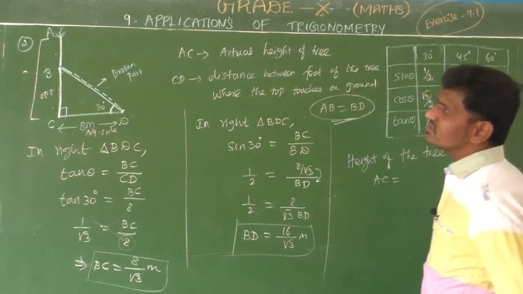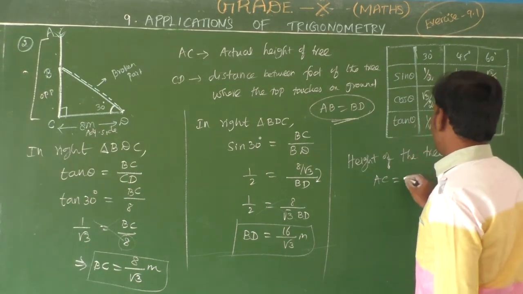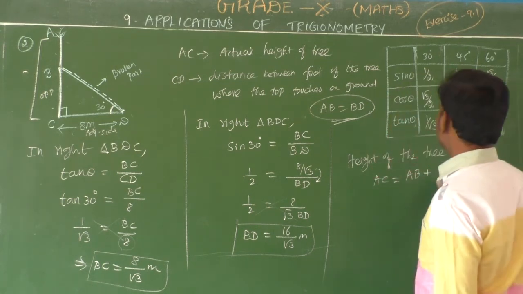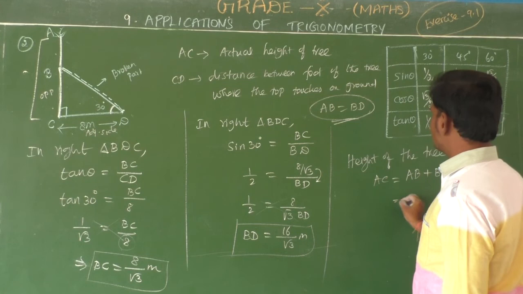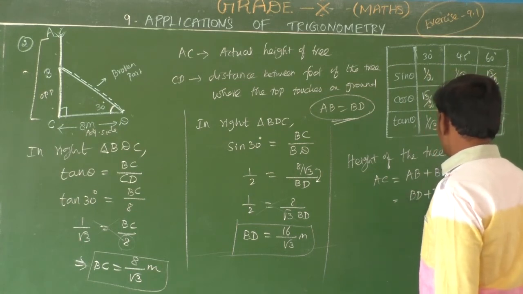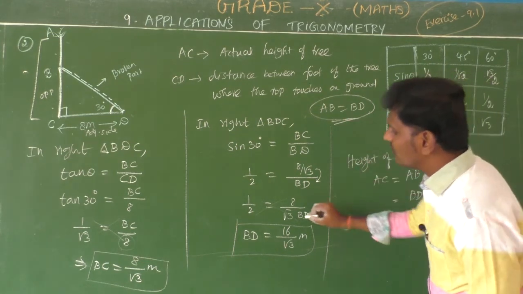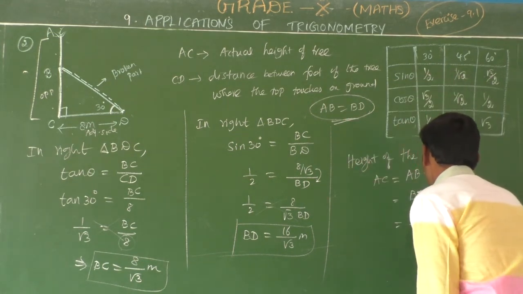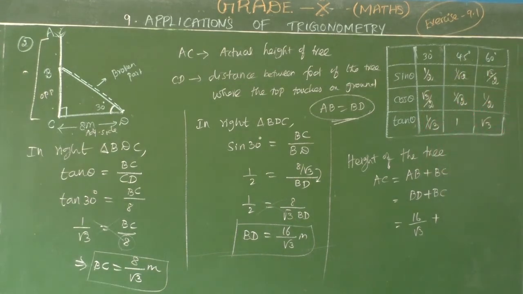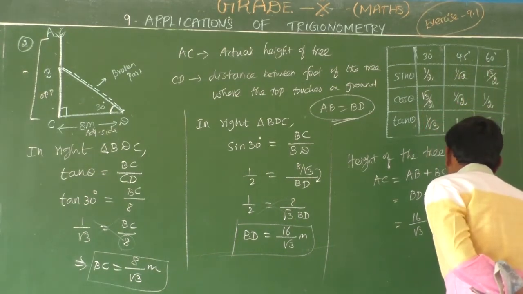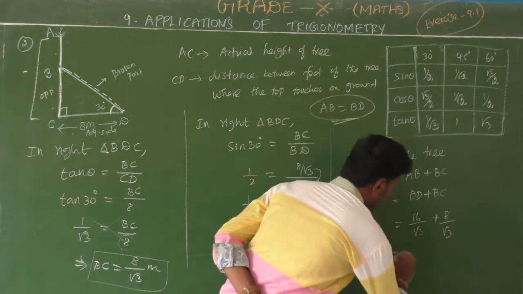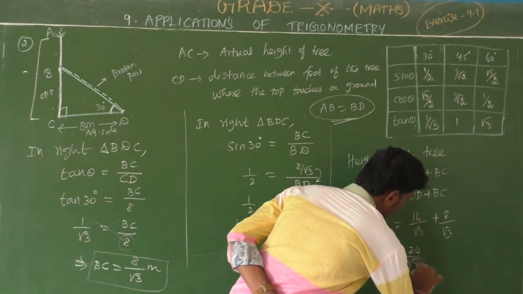Okay, so AC is equal to what? AB plus BC. Now AB is simple. What is AB? It is BD also. So BD plus BC. BD you have the value of 16 by root 3, plus BC you have 8 by root 3. So in both fractions you have the same denominator, which gives 24 by root 3.